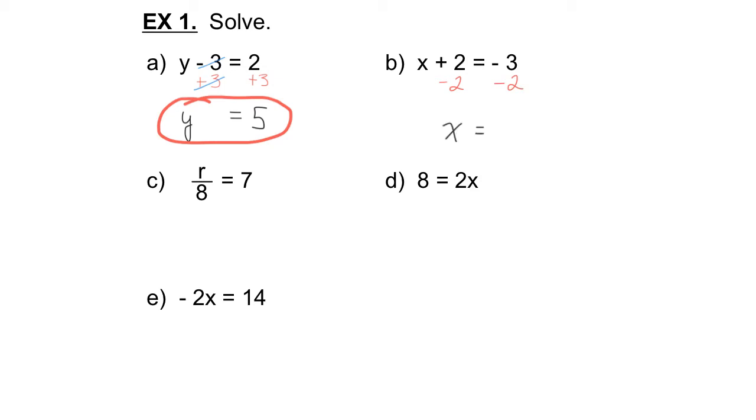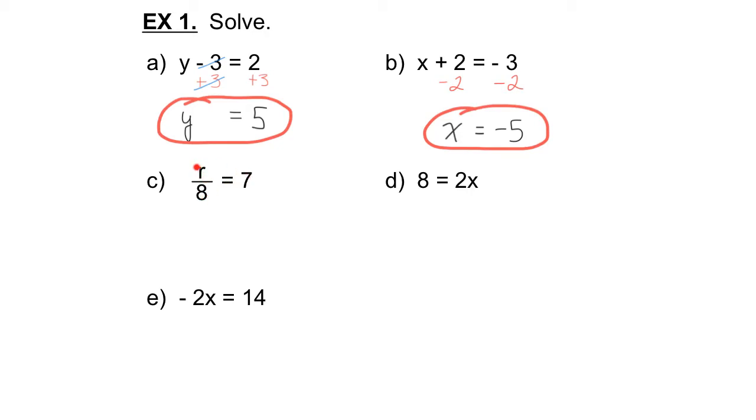We're left with x on the left-hand side. And on the right, we have negative 3 minus 2. Well, that's minus 5. So our answer is x equals minus 5. For the next one, r divided by 8 equals 7.